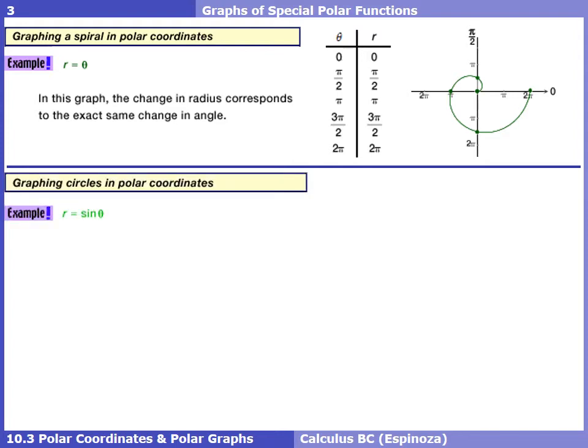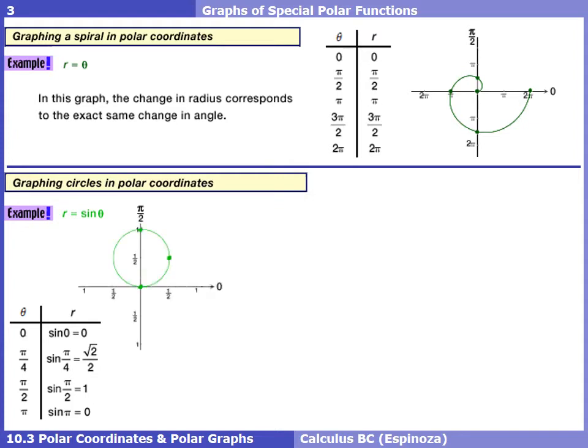The next graphs we need to become familiarized with are the circles in the polar coordinate system. When r equals sine theta, and here are some points to help you see it visually, you'll end up with a circle. Again, looking at these points is going to be very important. 0, 0 is right here. Pi over 4, square root of 2 over 2 is right here. Pi over 2, 1 is right here. And then, to round it out, pi, 0 lands us back at this point to make this complete circle.